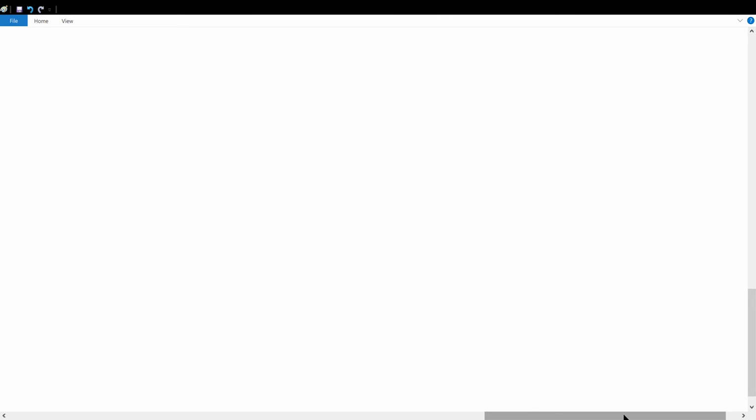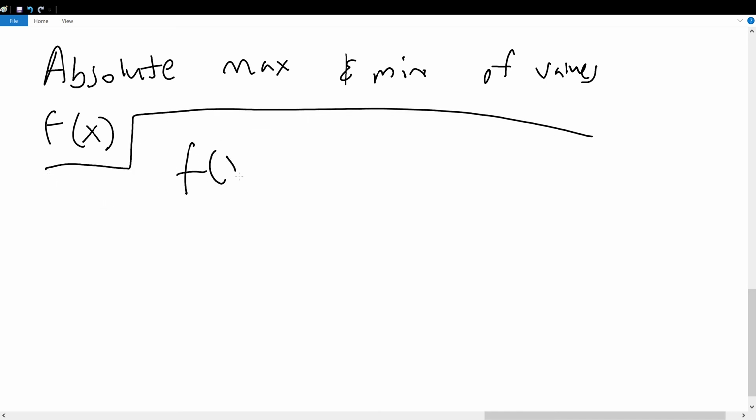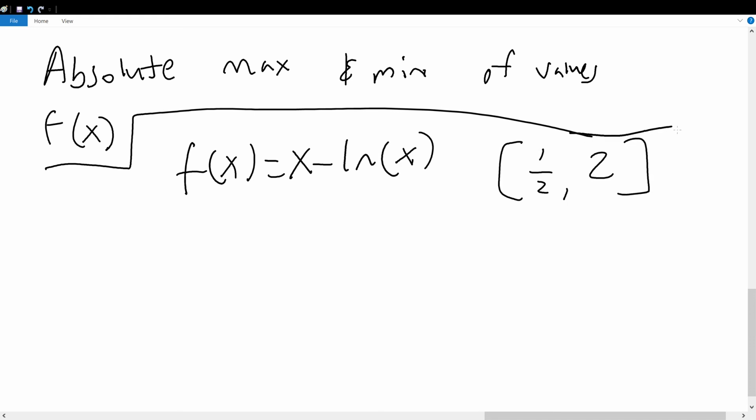Now, finally, we're also going to do another question relating to extrema, finding the absolute maximum and minimum of values f of x in a given interval. So let's say you have a function f of x equals x minus ln x, and the interval is half to 2. You want to find out the absolute maxima and minima of this.